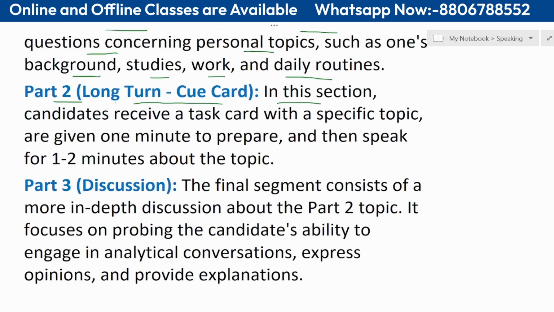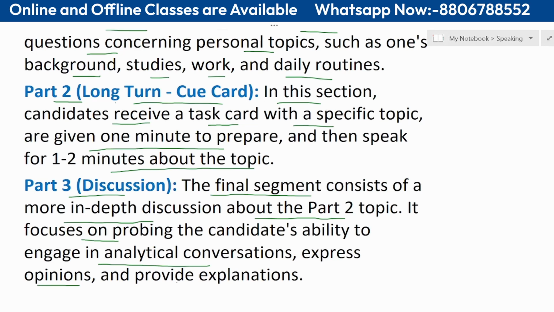Part 2 is the long turn, or a cue card topic. In this section, candidates receive a task card with a specific topic, are given 1 minute to prepare and then speak for 1 to 2 minutes about the topic. And part 3 is discussion. The final segment consists of a more in-depth discussion about the topic. It focuses on probing the candidate's ability to engage in analytical conversations, express opinions, and provide explanations.